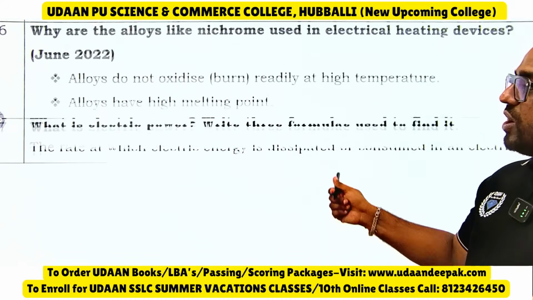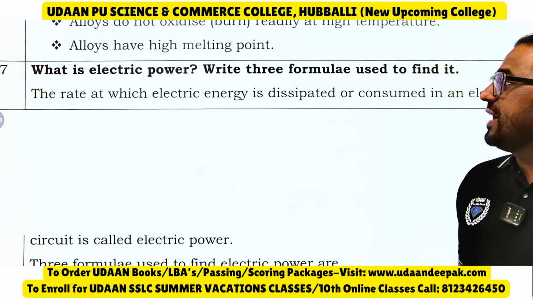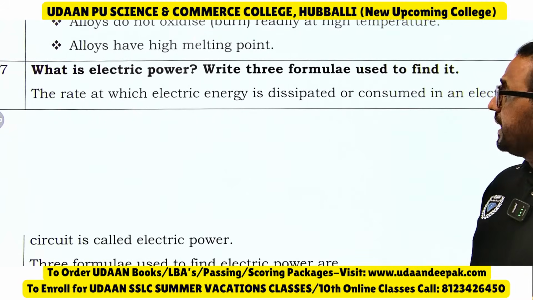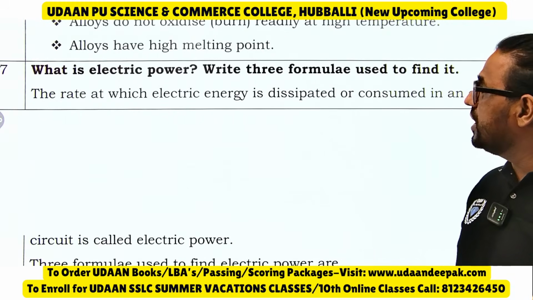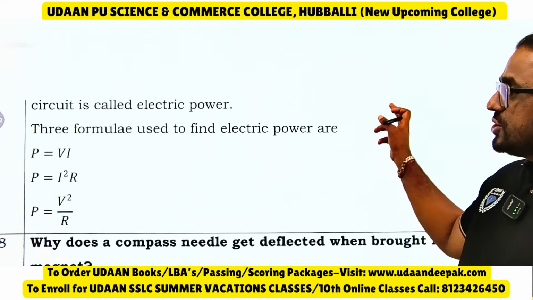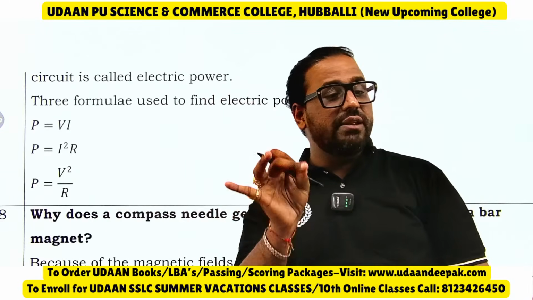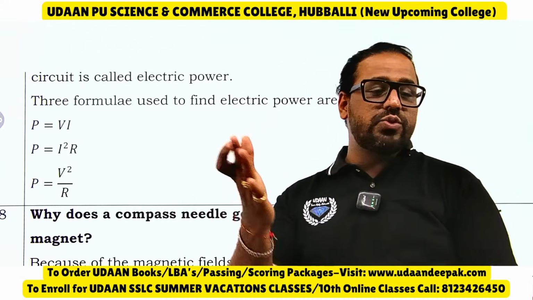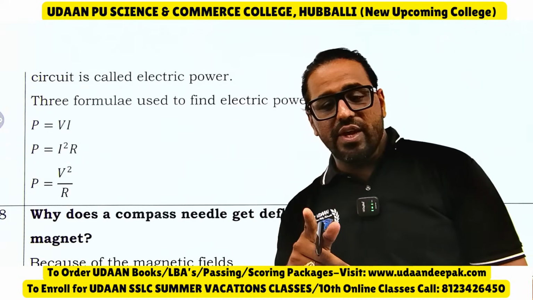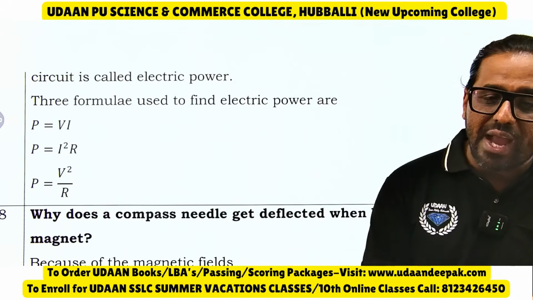Okay, then what is electric power? The rate at which electrical energy is dissipated or consumed in an electric circuit, we call it as electric power. Write 3 formulas. Learn these three formulas by heart. That is P is equal to V into I, P is equal to I square R, and P is equal to V square by R.